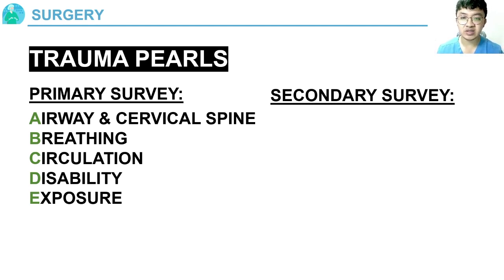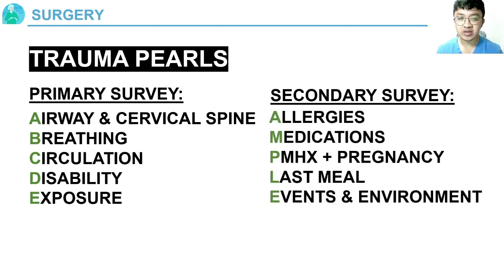After the primary survey, you do initial resuscitation. You proceed to secondary survey, and your secondary survey is composed of your AMPLE. So please memorize this. You have your allergies for letter A, medications for letter M, pregnancy and past medical history for your P, last meal for your L, events and environment for your letter E. Again, primary is ABCDE, secondary survey is AMPLE. It's allergies, medications, past medical history, pregnancy, last meal, and events and environment surrounding the injury.